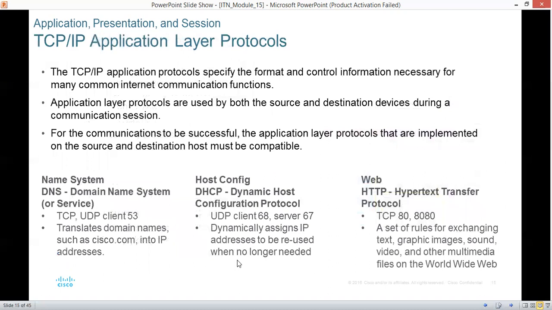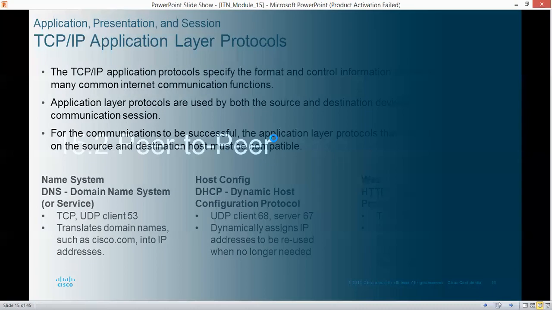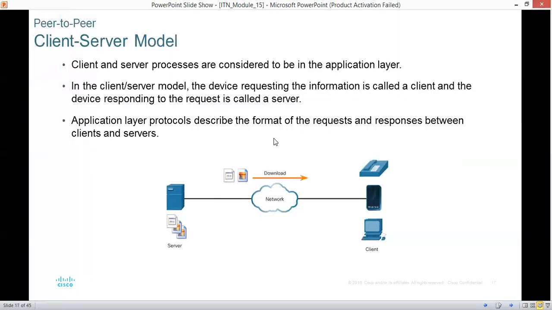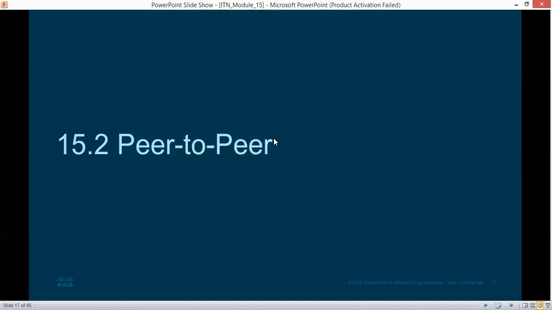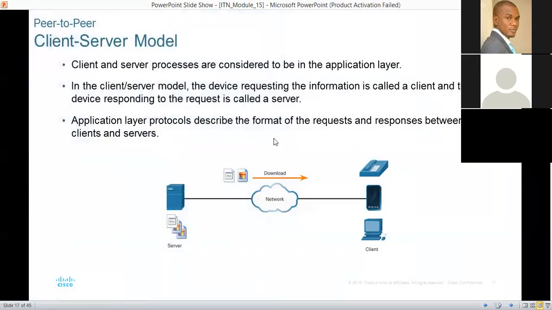So it's quite important. The TCP/IP application protocol specifies the format and controls the information necessary for many common internet communication functions. Application layer protocols are used by both source and destination devices during a communication session. And for the communication to be successful, the application layer protocols implemented on the source and destination host must be compatible. So what is peer-to-peer? We're going to talk about the peer-to-peer network or peer-to-peer connection.